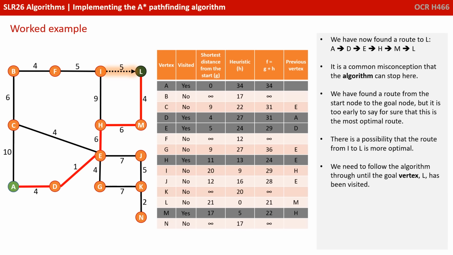Now it's a common misconception that the algorithm can simply stop here. We have found a route from the start node to the goal node, but it is too early to say for sure that this is the most optimal route. There's a possibility that the route from I to L might provide a more optimal route. We need to follow the algorithm through until the goal vertex L has been visited.